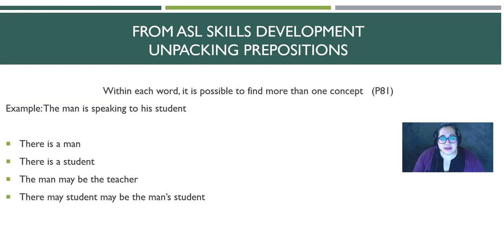And so back to that ASL skills development video and the slides, we talked about, as I mentioned in the previous slide, the man is speaking to his student. And how do we unpack a whole preposition? Within each word, it's possible to find more than a concept. So there's a man, there's a student, the man may be a teacher, maybe his teacher, maybe his brother's teacher, and the student may be his student, maybe another person's student, maybe just a student of the institution. And so you start to unpack what these things can possibly mean.